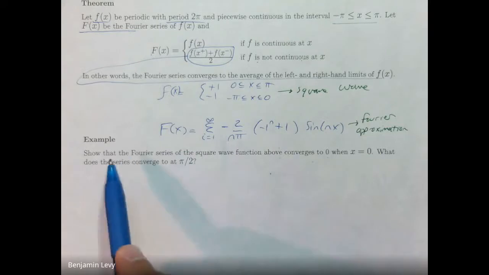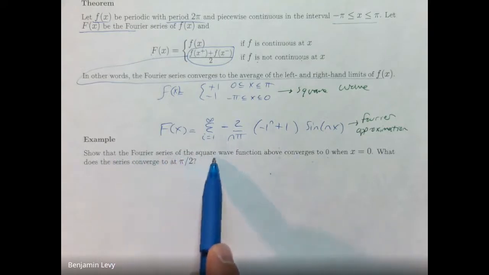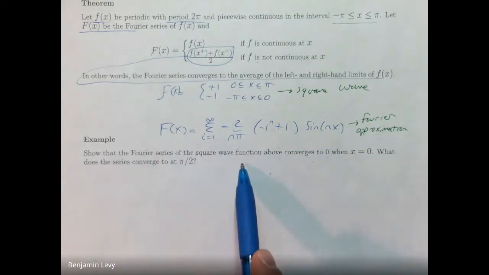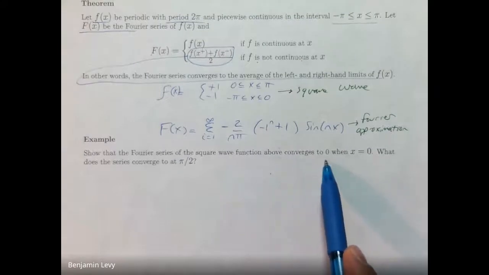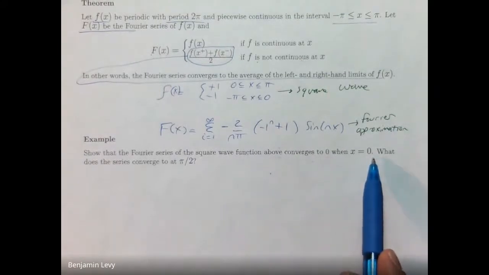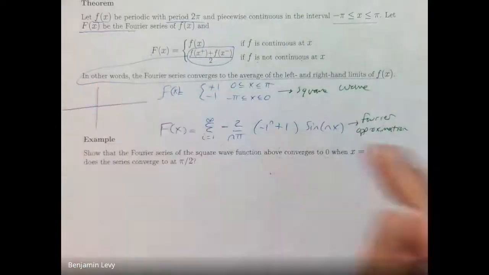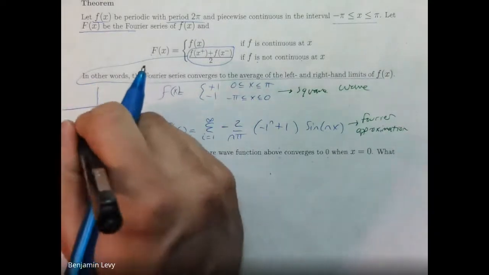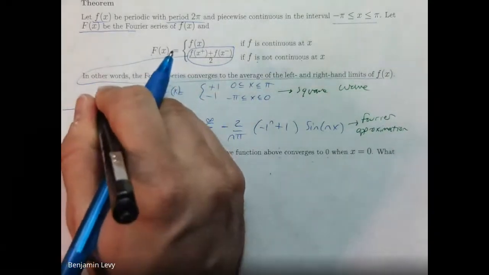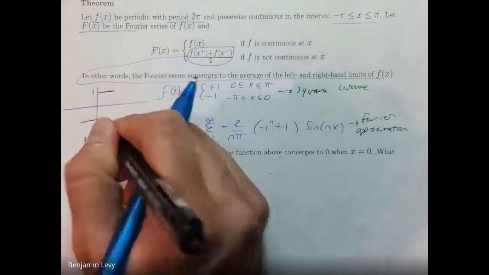And so let's show that the Fourier series of the square wave, which is this right here, above converges to 0 when x equals 0. And then we'll do it also at pi over 2. And so let me just draw that picture right here, so maybe it'll be helpful later. So the square wave looked like this, right? Either at 1 or -1.